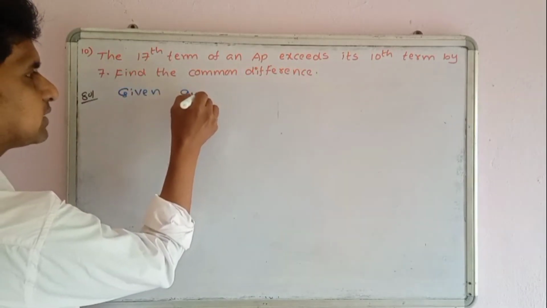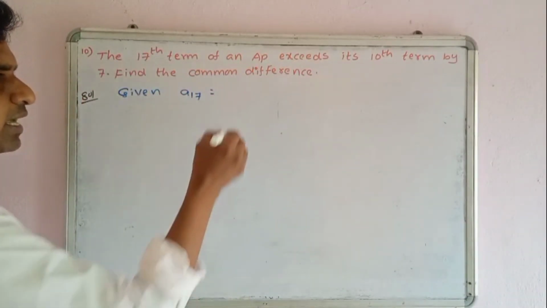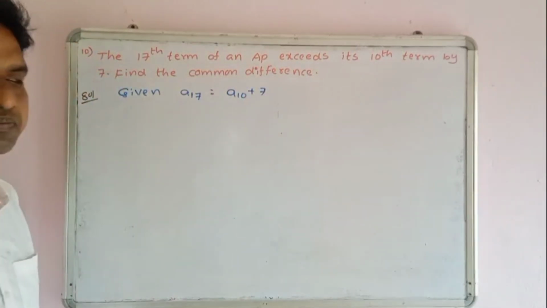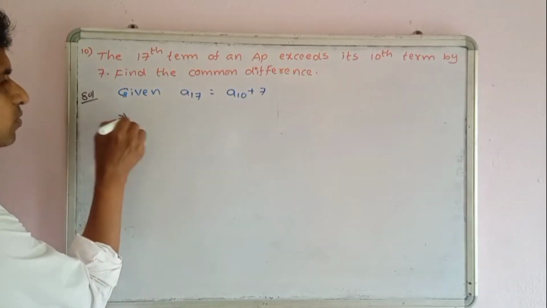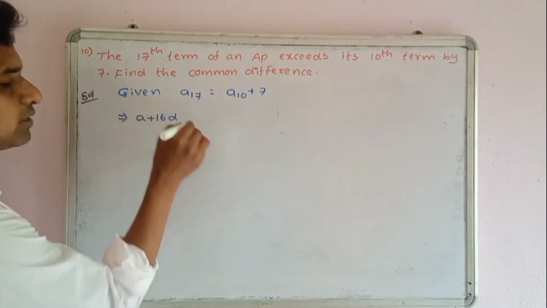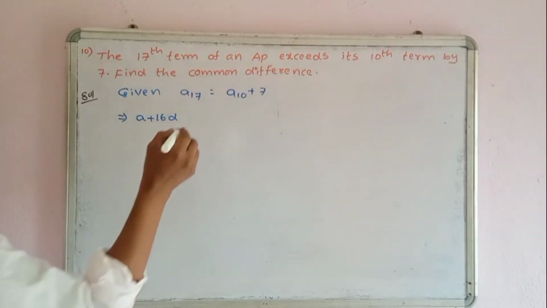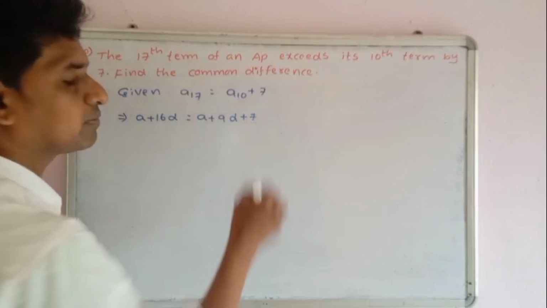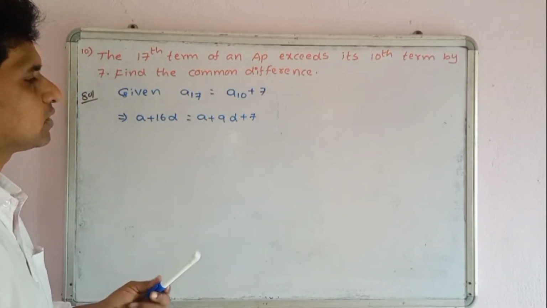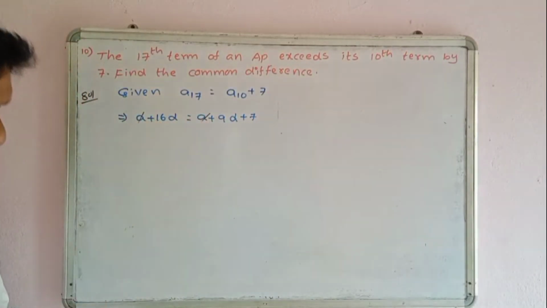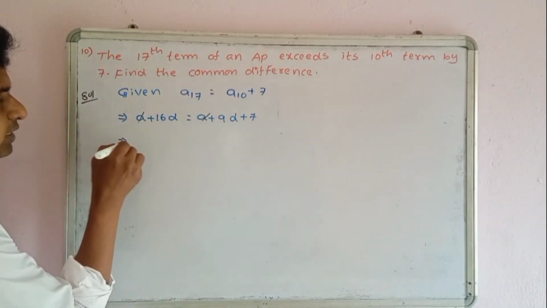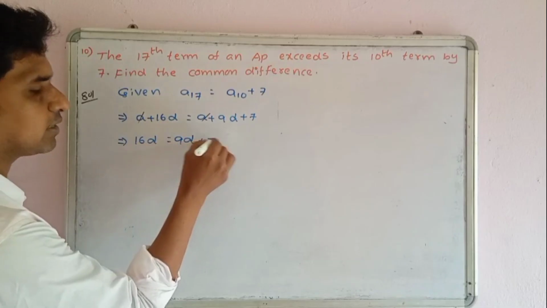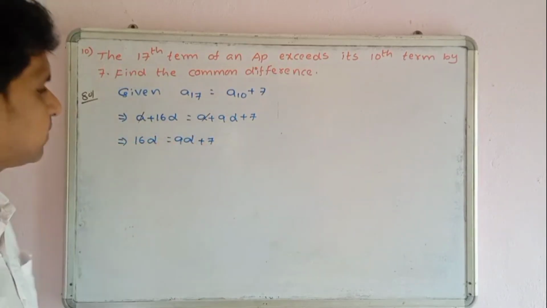17th term, that is A17 of an AP, exceeds the 10th term by 7. So A17 value, how much? A17 equals A plus 16d. A10 equals A plus 9d, plus 7. A plus 9d plus 7. So A gets cancelled. 16d equals 9d plus 7.